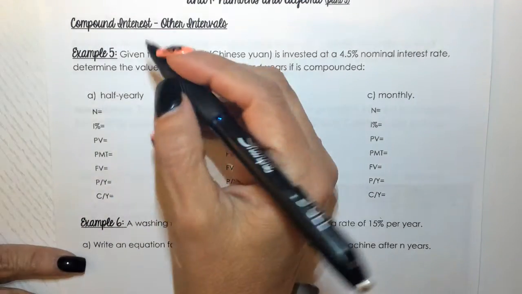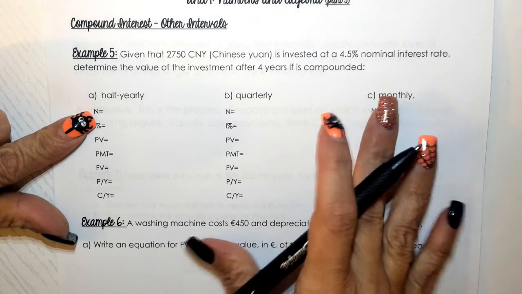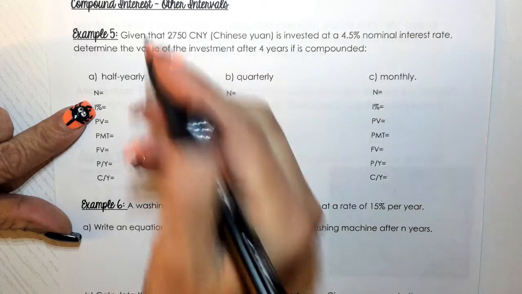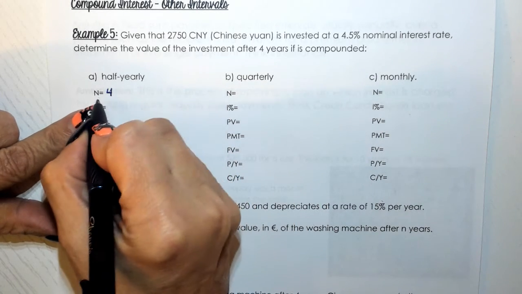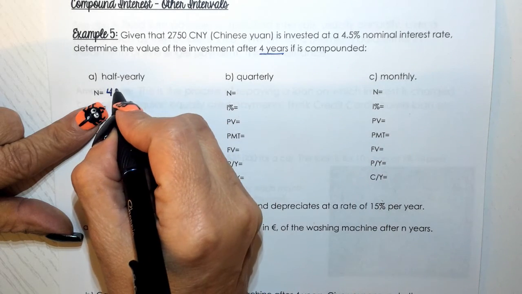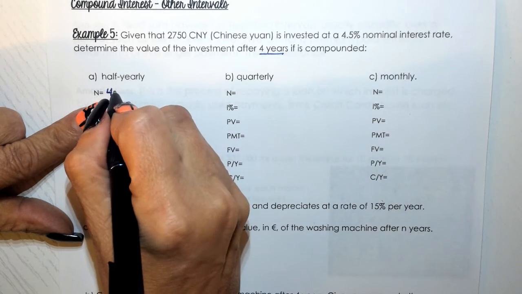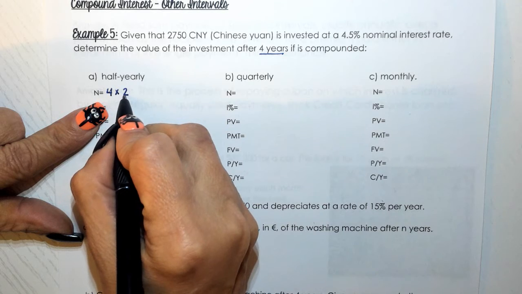So let's come down here and look at this. If we do it half yearly, that means twice a year we're going to do this. So the number, which we're doing over 4 years, right? This is what's going to change. If we're doing it 4 years, but twice every year, we have to say how many times this is going to be compounded. So 4 years times the half year, so twice in a year.